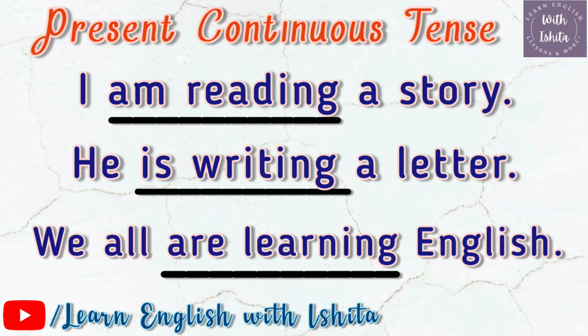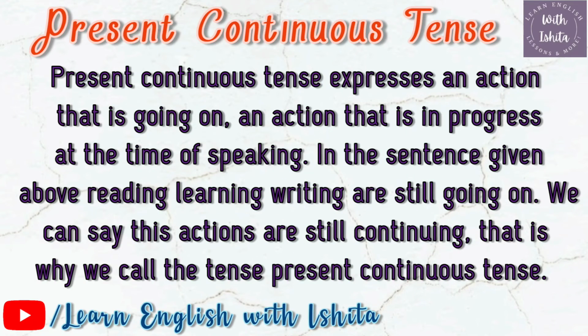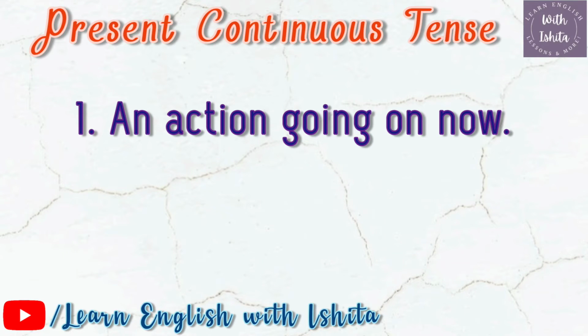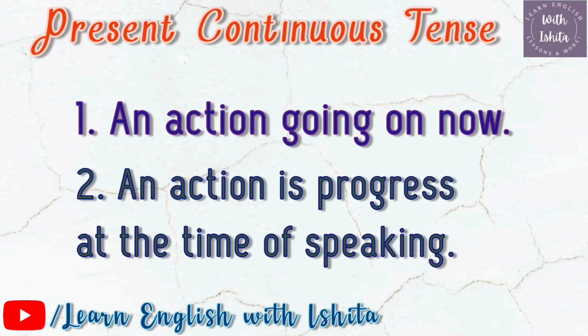So what is present continuous tense? The present continuous tense expresses an action that is going on, an action that is in progress at the time of speaking. In the sentences given above, reading, learning, writing are still going on, are still happening. We can say these actions are still continuing, okay? This is why we call this tense present continuous tense. So when to use present continuous tense? Number 1, an action going on now. Number 2, an action in progress at the time of speaking.